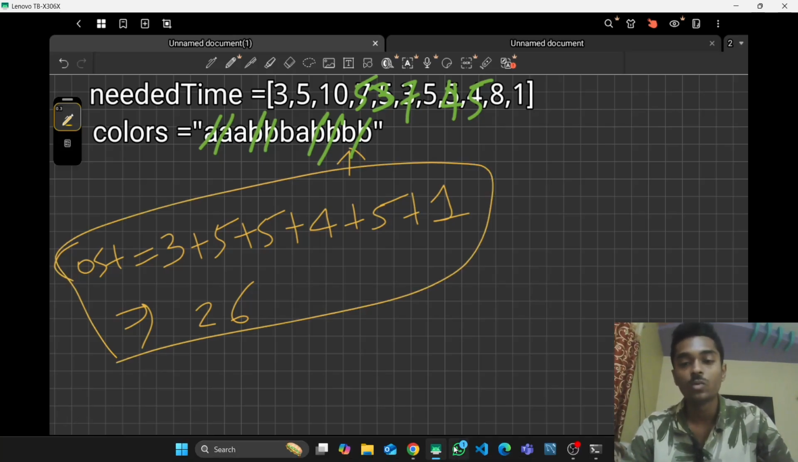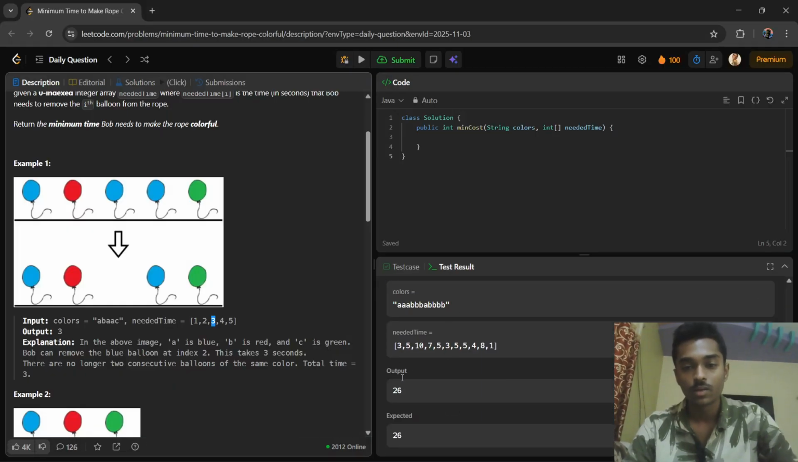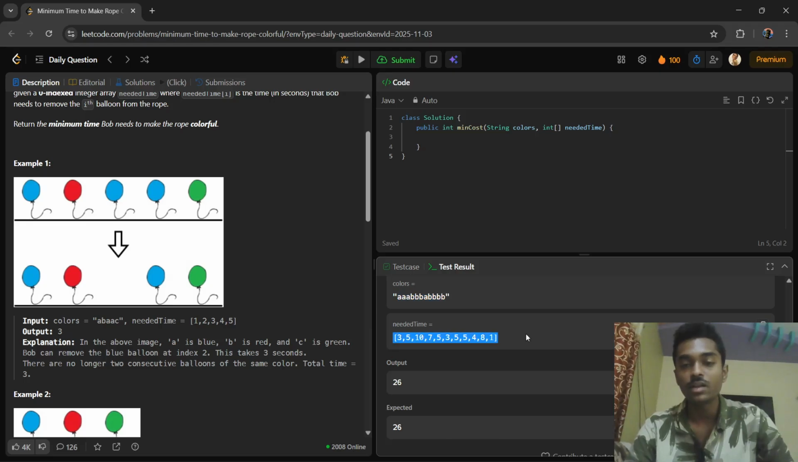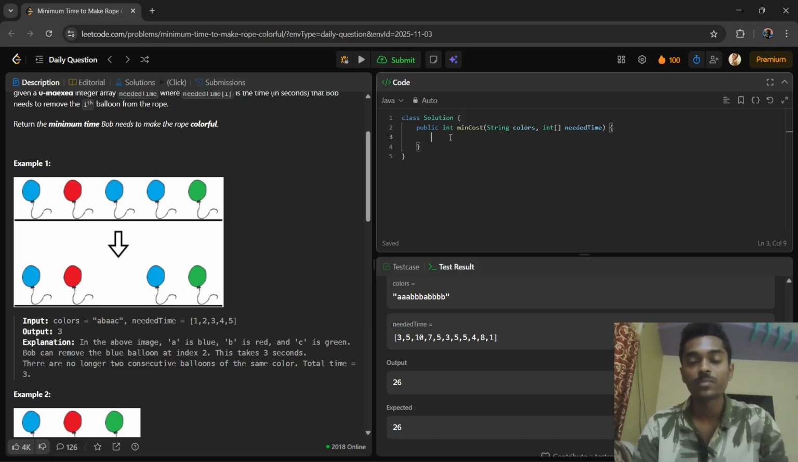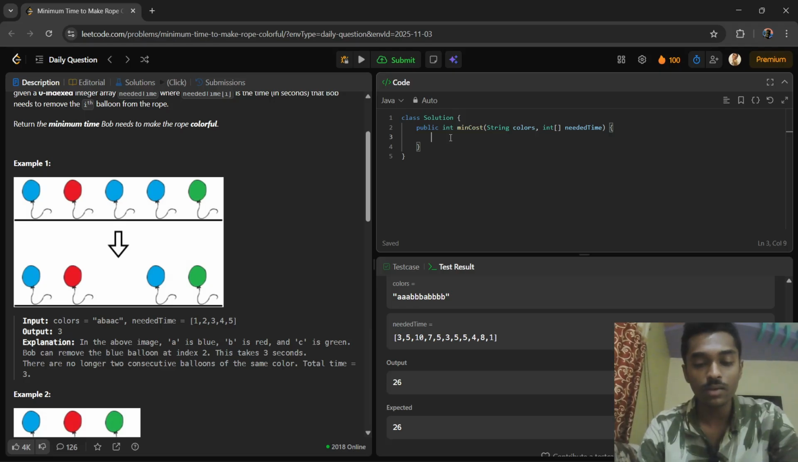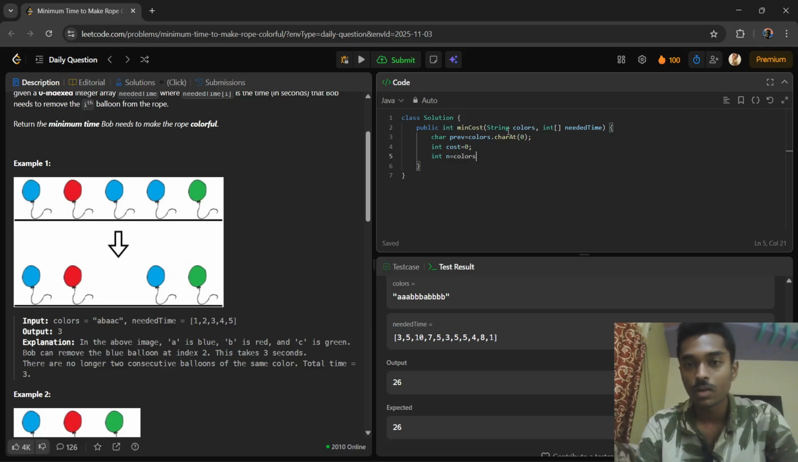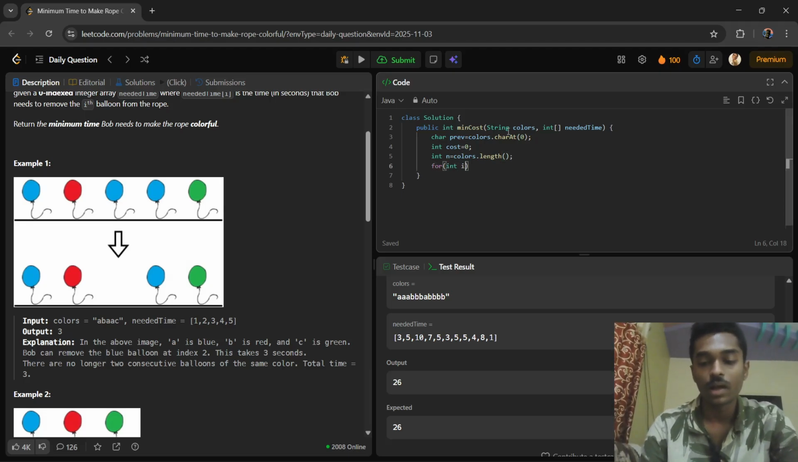So let's now code this solution. For this example, this is the need time and the expected output is 26 that we just calculated. Now we have to take the previous, so char previous is nothing but colors of 0. This is our previous and our cost is going to be 0, n is nothing but ls dot length. Now we are just simply traversing: i equal to 1, i less than n, i plus plus.